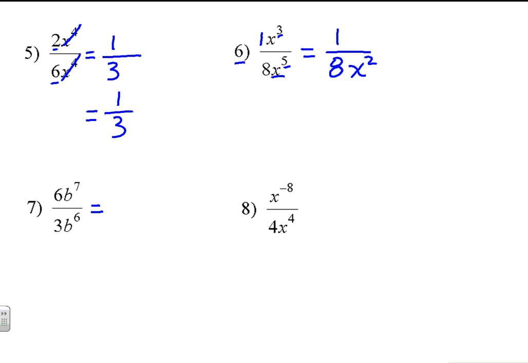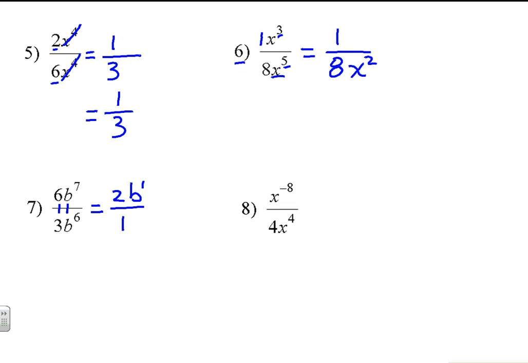Number 7. I don't care about 3b to the 7th and 6b to the 6th, or 3b to the 6th and 6b to the 7th right now. I just care about the numbers. 6 on 3. 6 on 3 reduces by 3 to 2 on, I'm going to put the 1 down here. Then I go to the b's. Where do I have more b's? In the numerator.